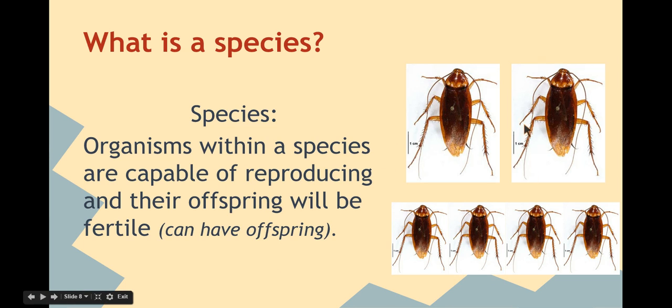So the example I gave you here, these are not living cockroaches, but these are American cockroaches. These ones have little pins in them, so you know they're not with us anymore. So here you would have a mom and a dad cockroach, and they can have baby cockroaches. And then when the baby cockroaches grow up, they can have babies of their own. So that tells us it's a species because it meets both criteria.